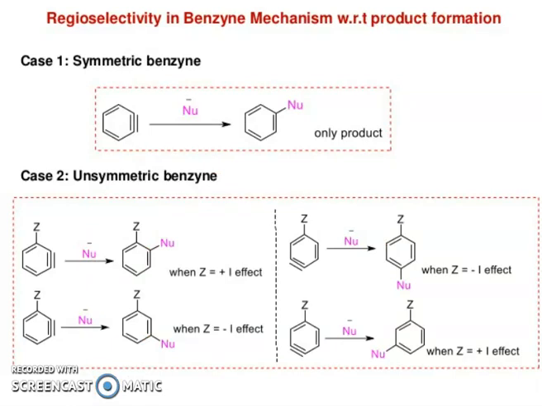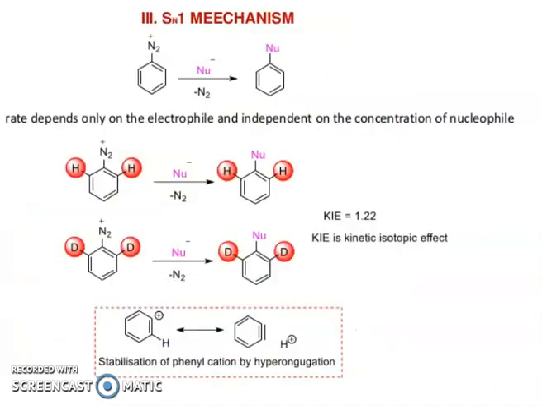Regioselectivity in benzyne mechanism with respect to product formation. You can see symmetric benzynes give only one product. Unsymmetric benzynes, you have two products, one with plus I effect and minus I effect, minus I effect and plus I effect.